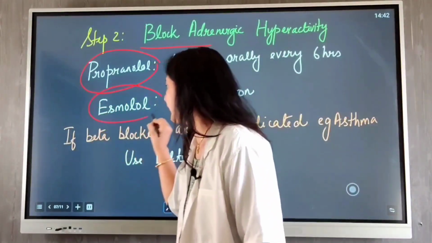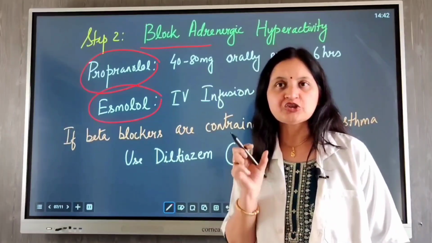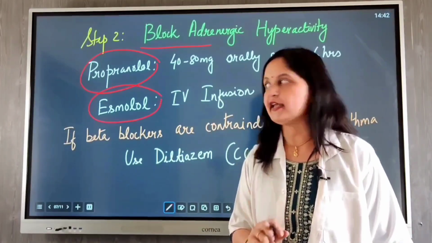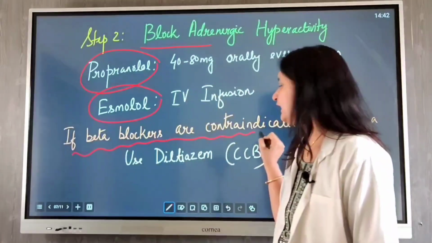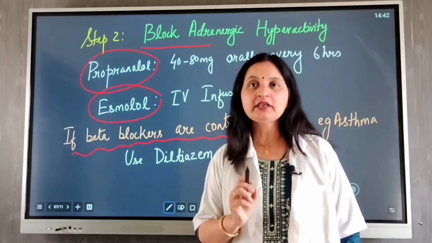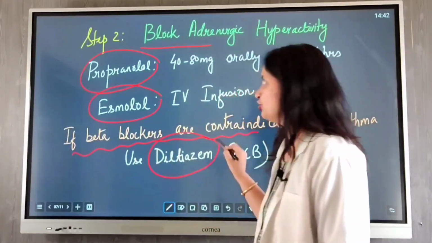Esmolol can be given by IV infusion, especially in critically ill patients. It has a short-lasting action and it is administered parenterally. If beta blockers are contraindicated, for example, in bronchial asthma, calcium channel blockers such as diltiazem are used.